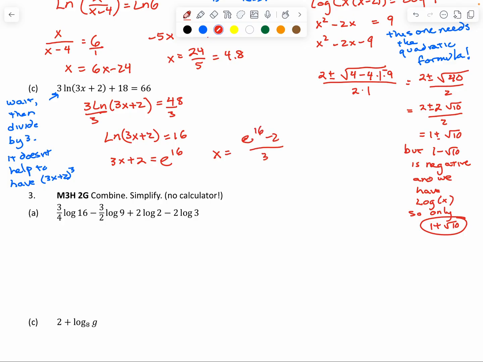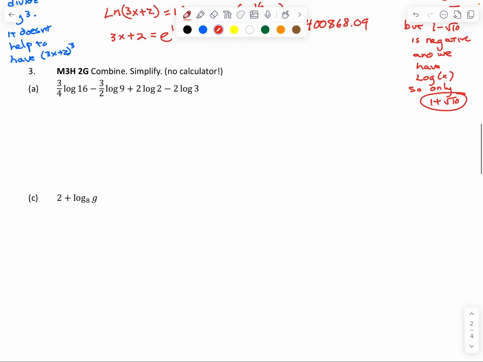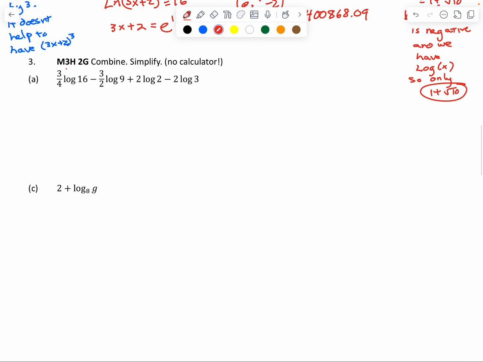Don't forget to put parentheses if you type it in your calculator. About 400,000. 8 to the 16th is a fairly hefty number. Okay, pop exponents first. This time it does help because they're just numbers.